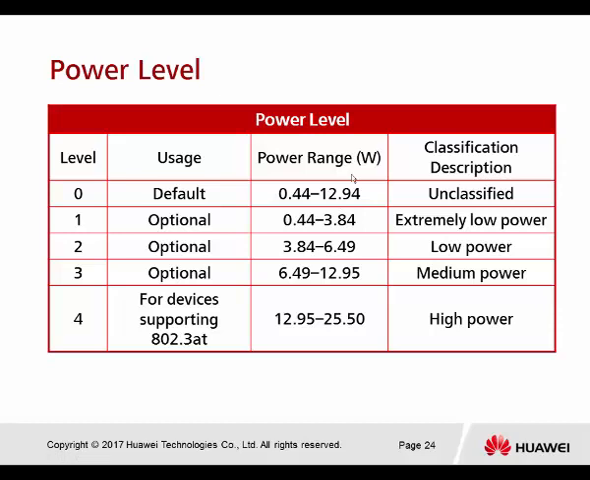So if you want to limit the range for the PoE, we can set the power level to 1. If you do so, then the power will be retained between 0.44 to 3.84. So this power will be very, very low if you set it to level 1. The second level is between 3.84 to 6.49. Level number 3 is 6.49 till 12.95. This further explains why the af PoE can only support 3 levels, because the af only goes up to this range. And level number 4 is only used for the at PoE.